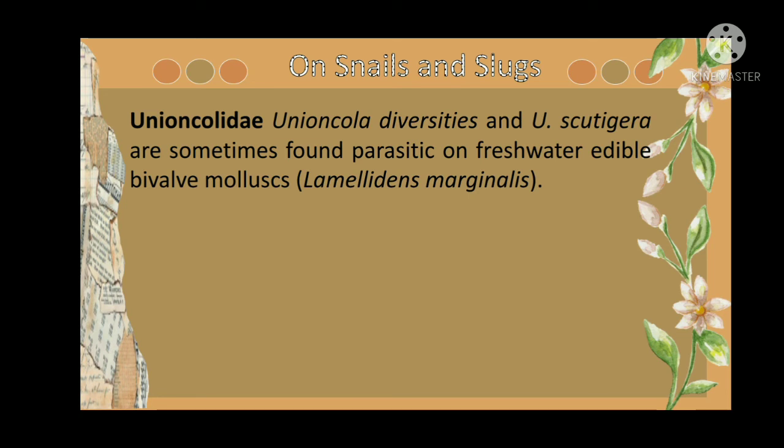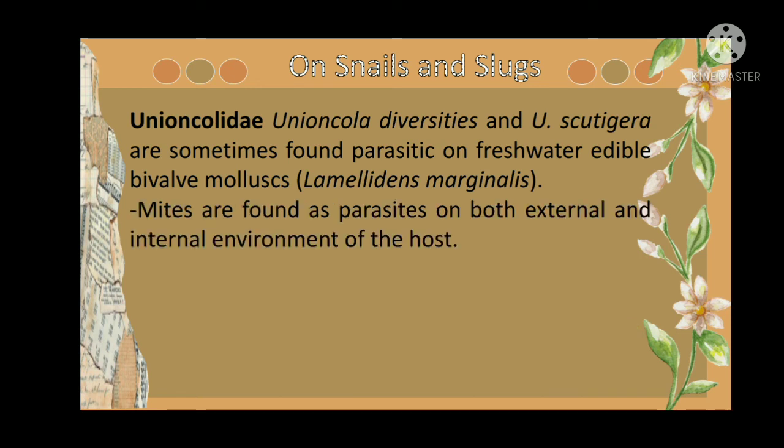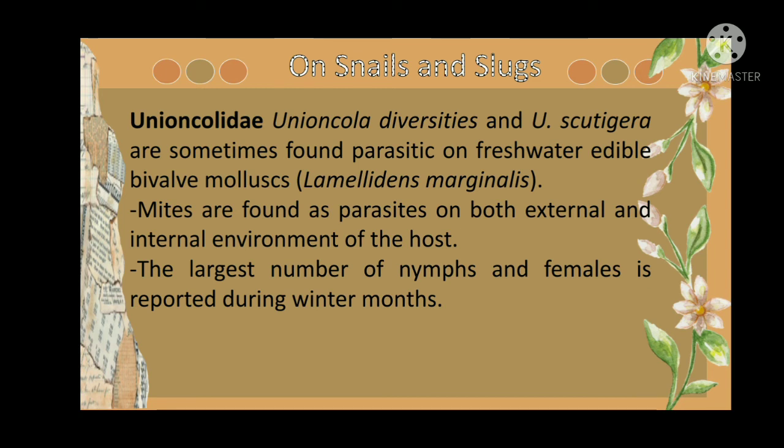Unionicolidae. Unionicola diversities and Unionicola scutigera are sometimes found parasitic on freshwater edible bivalve mollusks. These mollusks are a source of food and are biological indicator species of fresh water. Mites are found as parasites on both the external and internal environment of the host. Unionicola intermedia on Anodonta anatina and U. gypsophora on A. cygnea are found as parasites.